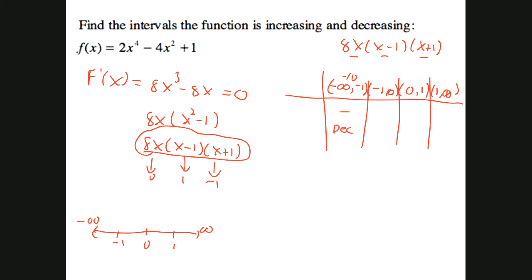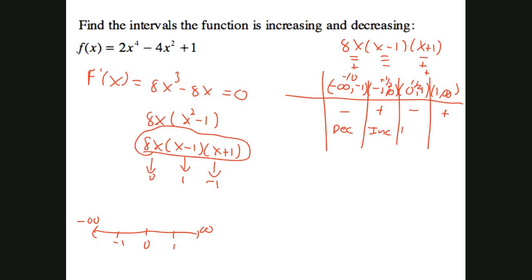From -1 to 0, there's not a lot of values I can use, so I'll use -1/2. 8 times -1/2 is negative, -1/2 minus 1 is negative, -1/2 plus 1 is positive. Negative times positive is positive. I know this function is increasing here. Let's try positive 1/2. That's going to be positive, negative, positive, which is definitely negative. And my last one is going to be positive.